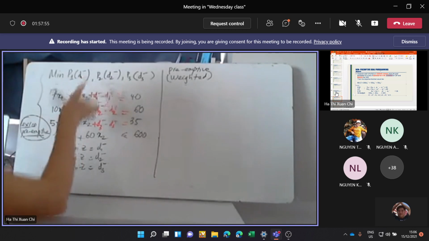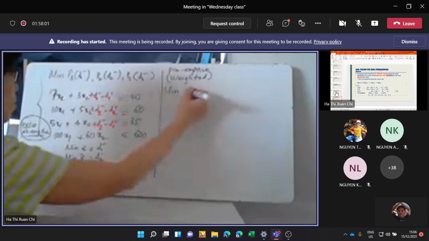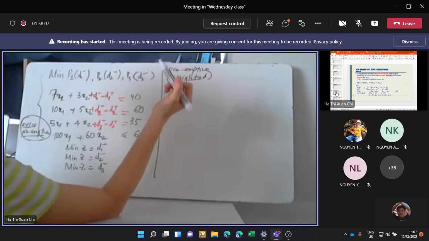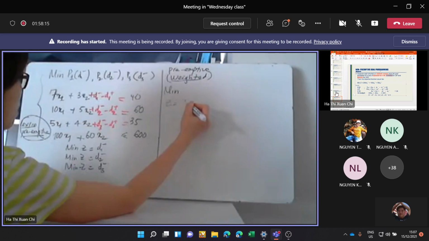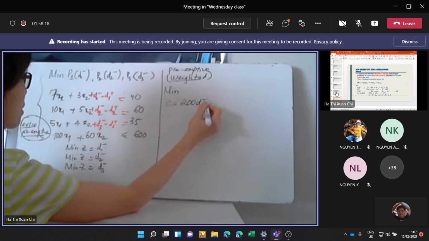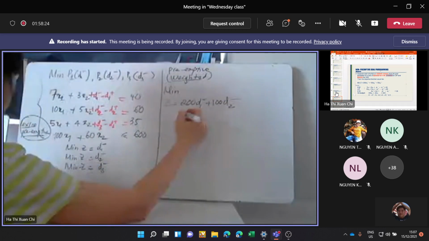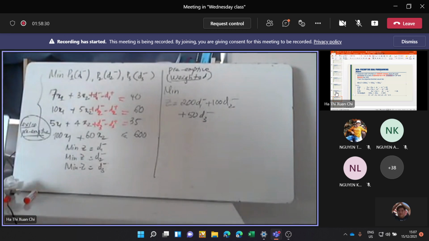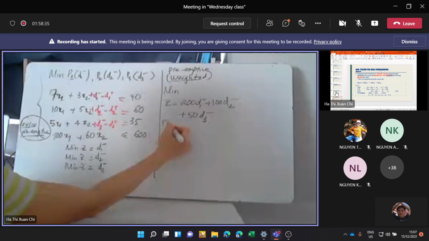So in here you define like this, right? But if you have an assumption like this, that becomes the weightage. We don't have any priority here, so we have weightage. Z will be equal to 200 d1 minus plus 100 d2 minus, and you have 50 for d3 minus, and the constraints. So here you solve the problem. The constraints are the same.